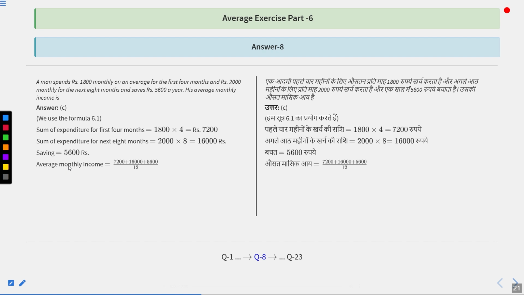So what will be the total income? We add up 7200 plus 16,000 plus 5600. And we need to calculate the average monthly income, so we divide by 12. We get the average monthly income, which is 2400 rupees. Clear? Next one.